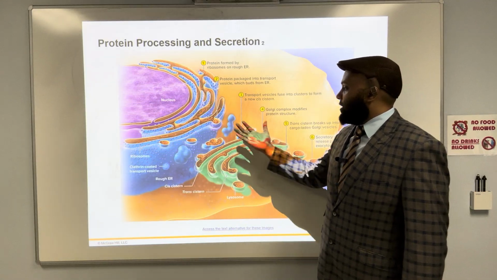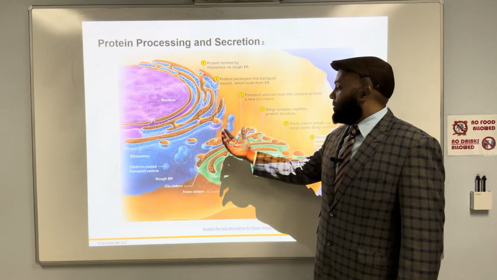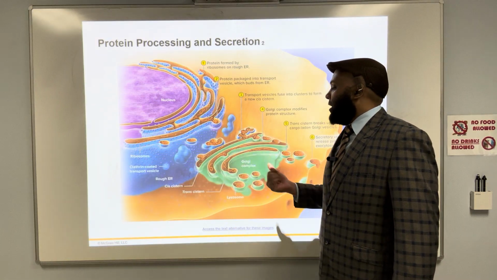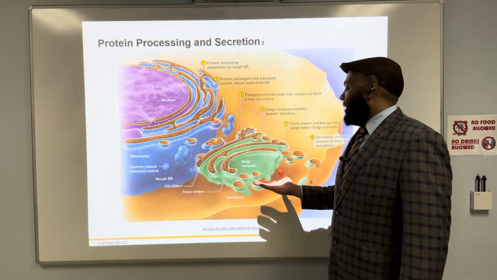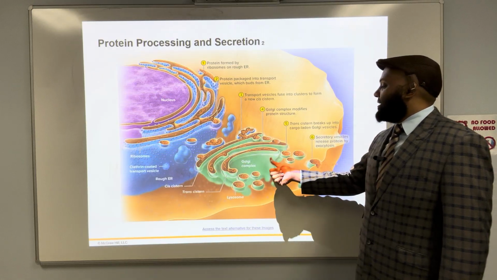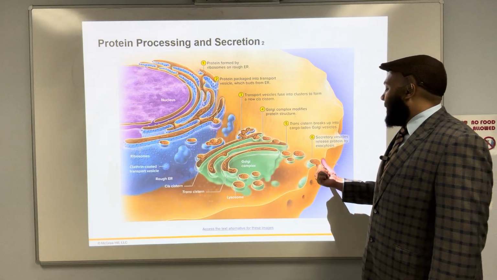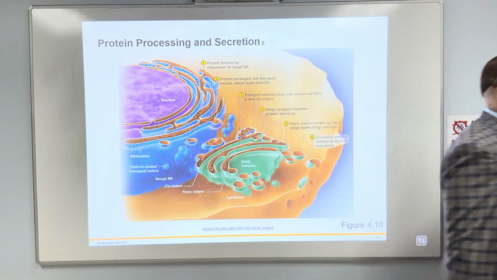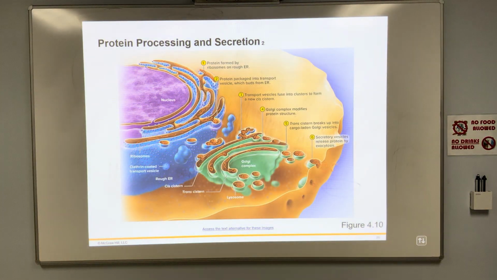Rough endoplasmic reticulum bound ribosomes make proteins that are to be received by the Golgi body at the cis side, and it will be exported through the trans side of the Golgi body to go outside of the cell, to be used outside of the cell. They're not for local usage.